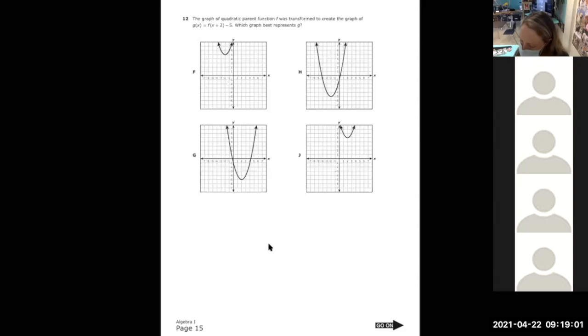Number 12 says the graph of a quadratic parent function f was transformed to create the graph of g of x equals f of x plus 2 minus 5. Which graph best represents g? I'm going to give you guys 1 minute to do this one. Remember to take your best guess if you don't know how to do it.